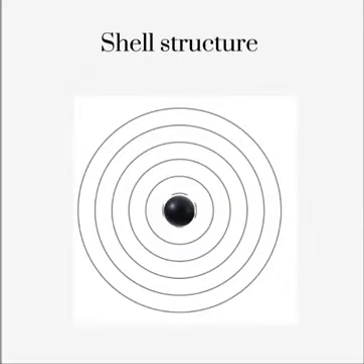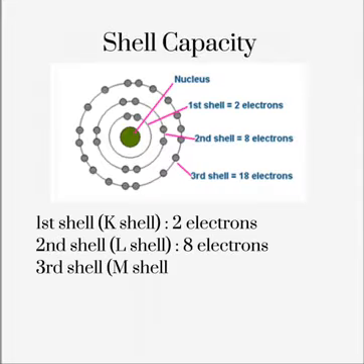Let's describe the shell structure. The first shell is closest to the nucleus. Each subsequent shell is farther away. Shells have specific capacities, the number of electrons they can hold, just like the rooms have a specific number of people they can contain. Let's also look at each shell's capacity.